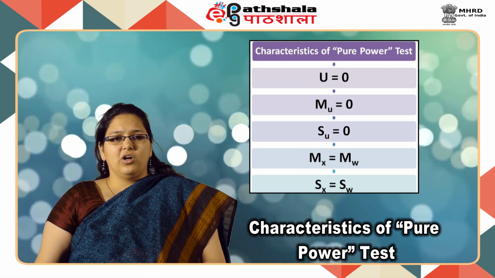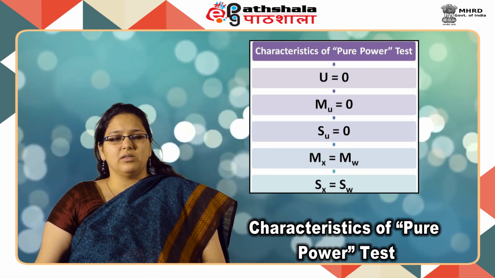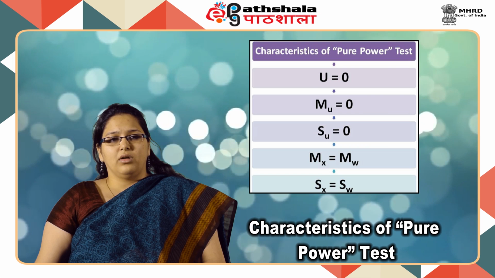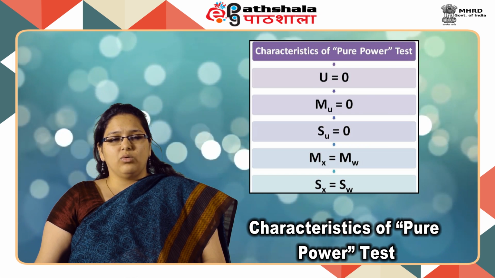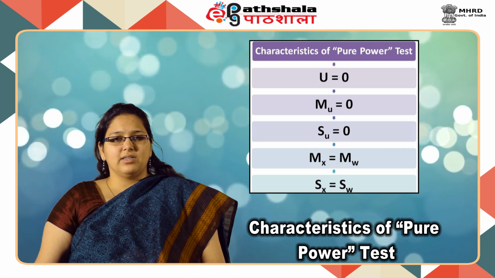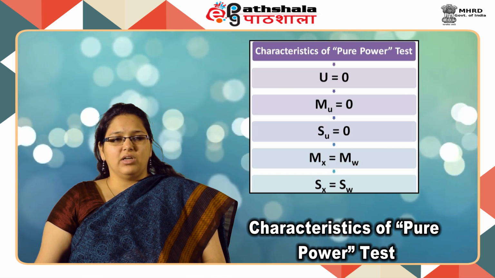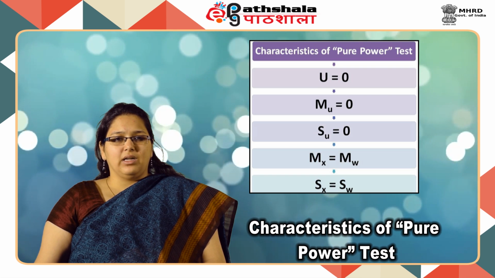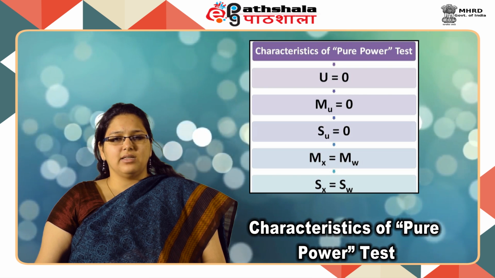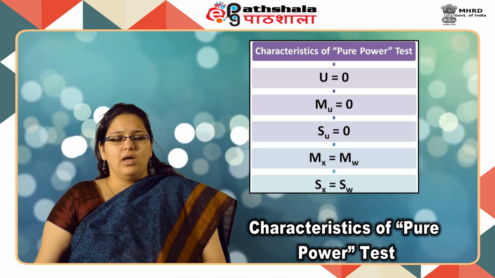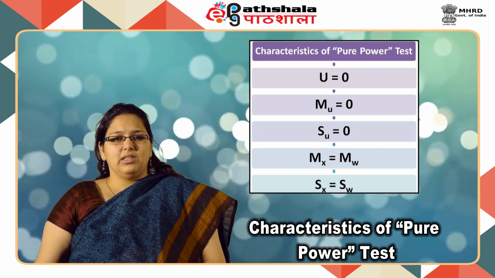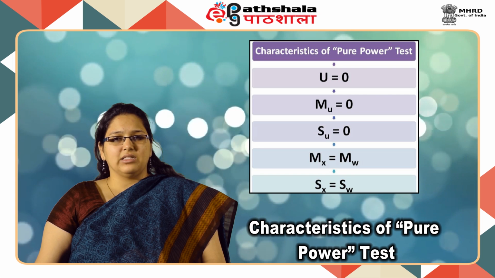Also, in a pure power test, the number of items incorrectly answered defines the total error on the score. Therefore, X is equal to W. Hence, the mean and standard deviation of X equals the mean and standard deviation of W. Mathematically, Mx is equal to Mw and Sx is equal to Sw. Any test may approach a pure power test to an extent that these conditions are approximately satisfied.